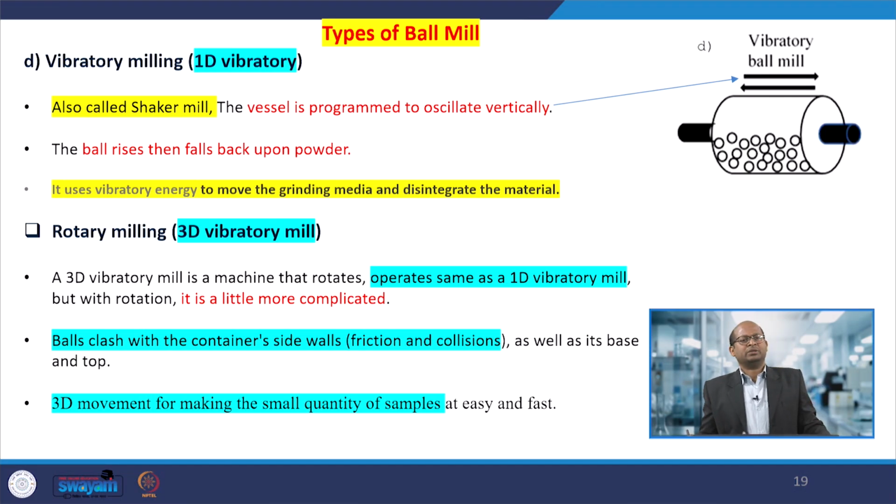Next, the vibratory type of milling. One-dimensional or three-directional vibrations are possible. In this container or bowl, the balls and materials are placed, and after that some oscillation programs are set, and in that way one-directional or three-dimensional vibrations are created. With those vibrations the materials interact with the balls, and size reduction takes place.